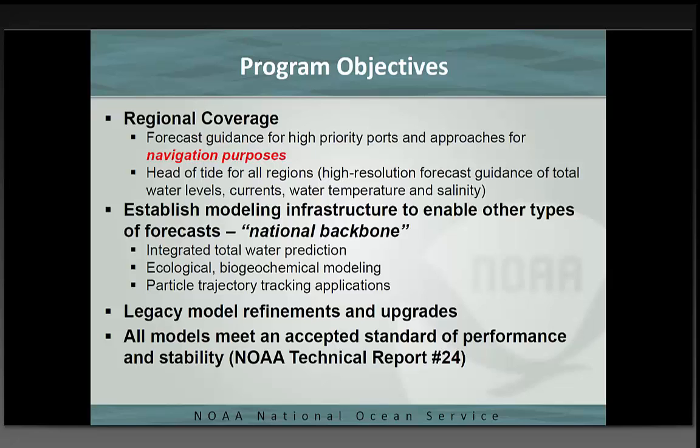We're still kind of new in this compared to the Weather Service, so we're really going through the first generation of our models. As we do this, with our upgrades we're trying to really improve our efficiency. We're continuing to refine our modeling approach as we go through this system. And obviously we have a level of performance we try to meet, to make sure we're providing the best products possible to our navigation customers.